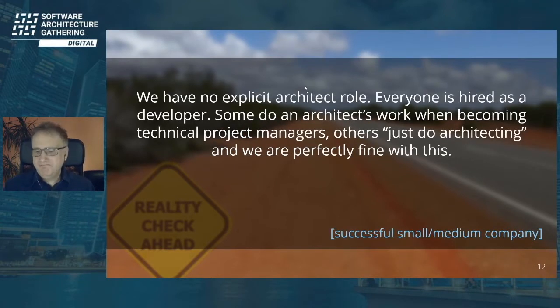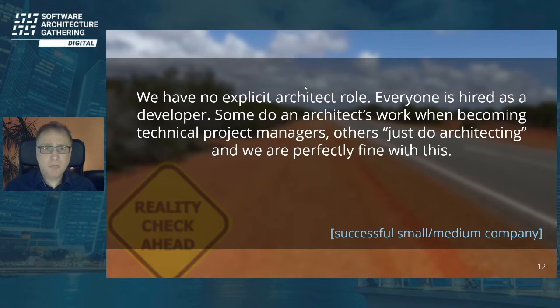Then something from a small, young company, about a few years into the business, but quite successful. They say, we don't care about architect roles. We don't hire architects. When we hire people, we have no specialized role descriptions, except maybe for administrators or for people doing the paperwork. We hire everyone as a developer. That's what is in their contract. And then we let people do their job.